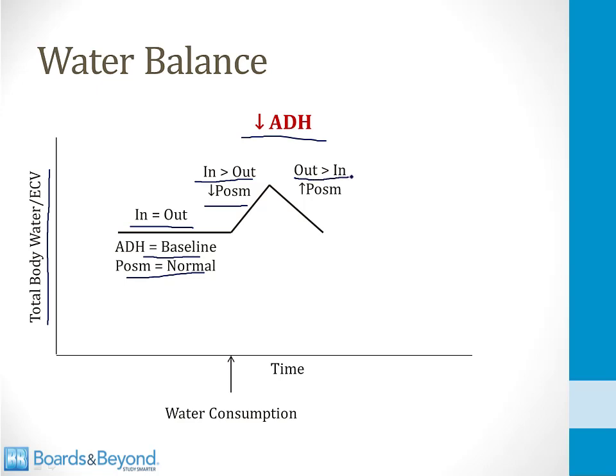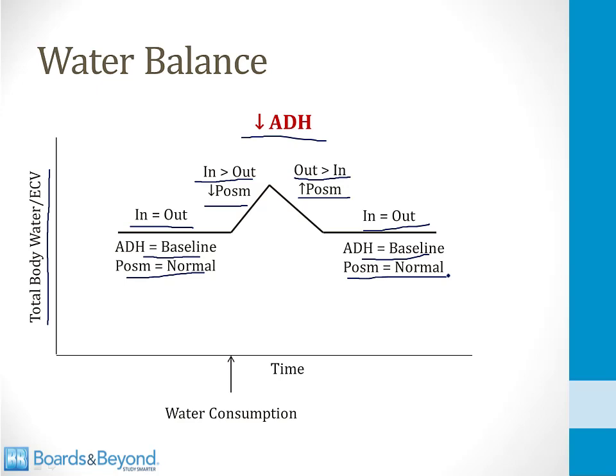This will lead to more water being excreted by the kidneys so that the amount of water going out is now greater than the amount coming in, and this will raise the plasma osmolality back up to a normal level. This will then restore water balance so that we come back to a point where ins are equal to outs, our ADH level goes back down to baseline, and our plasma osmolality becomes normal.